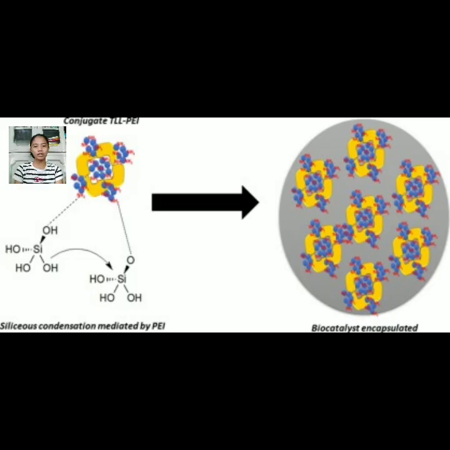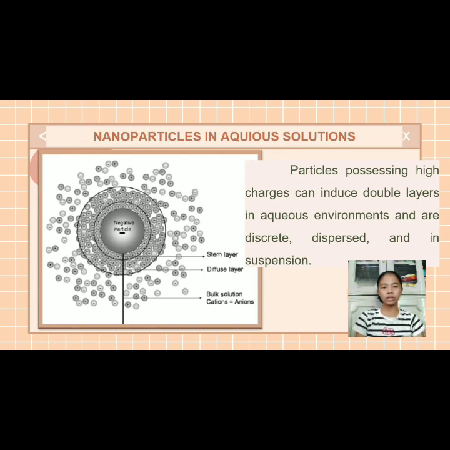Encapsulation of the particles by silica in a 7.4 pH buffer is a way to produce stable and homogeneous nanoparticles. These particles do not aggregate due to the lower isoelectric point of the silica, rendering the overall particle charge negative. Particles possessing high charges can induce double layers in aqueous environments and are discrete, dispersed, and in suspension.